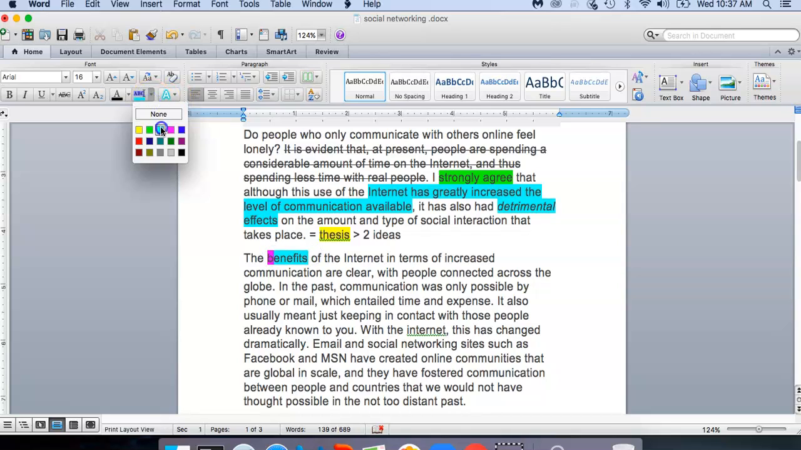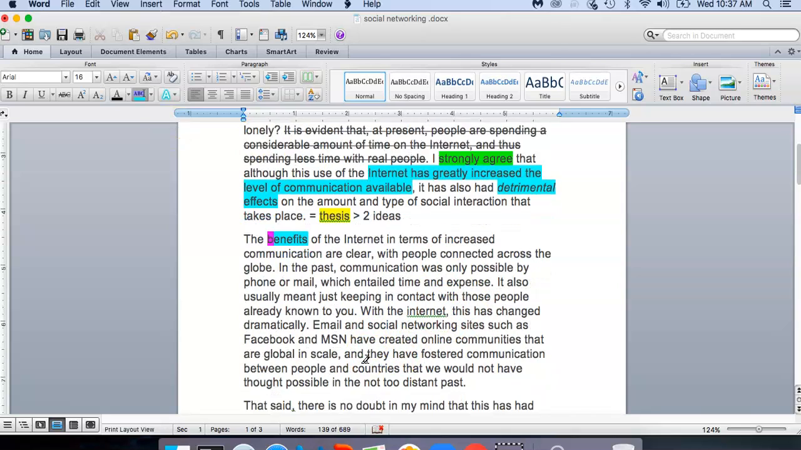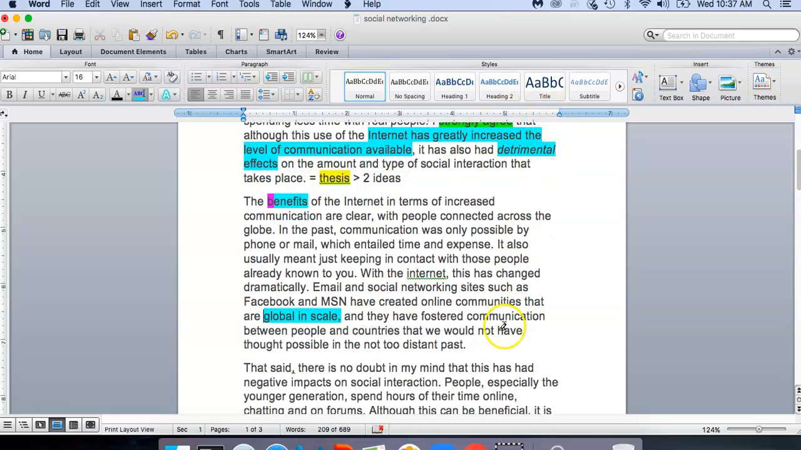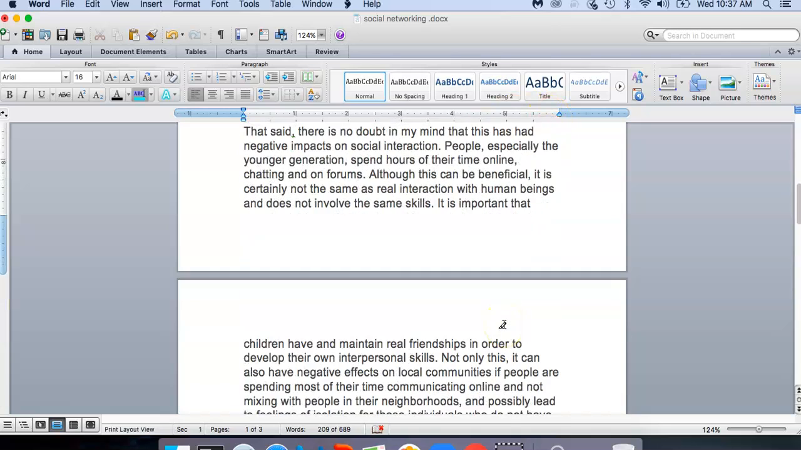Okay. And then here they are talking about, so not yet. They started with the positive effects first because they said increase the level of communication available, okay? Because they're saying that you can talk to people anywhere in the world, so that's increasing the levels of communication. And then they're talking about the negative effects next, okay?